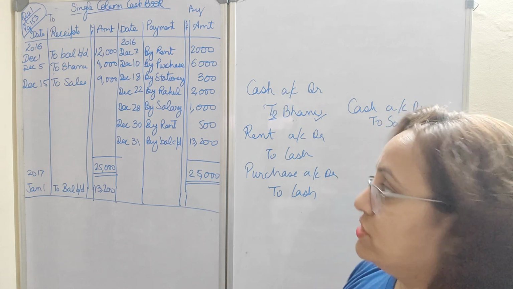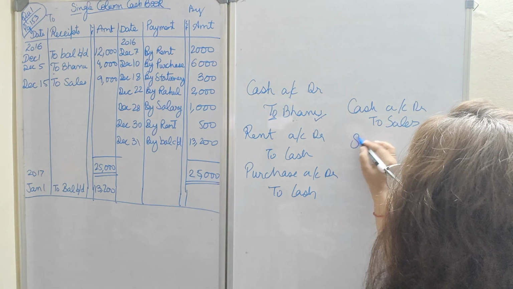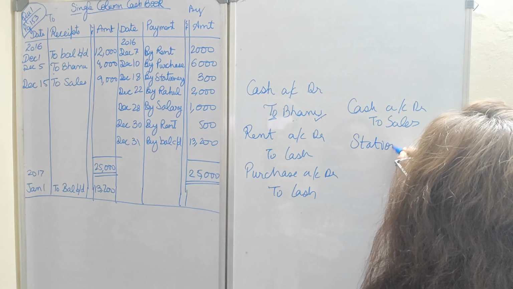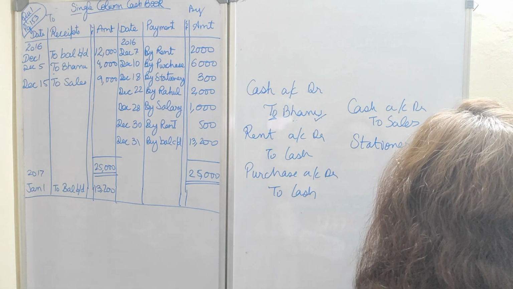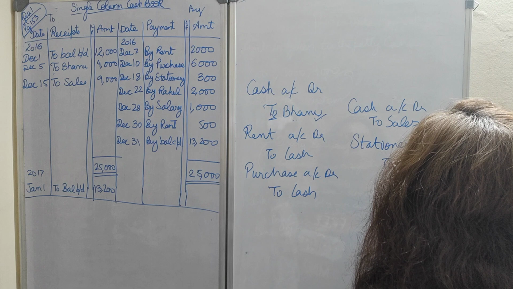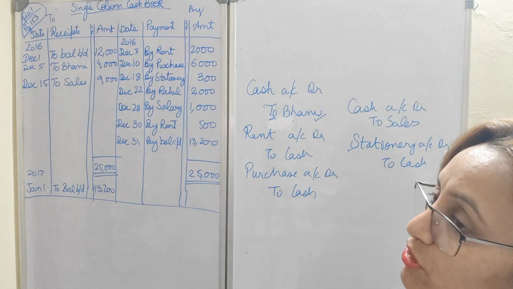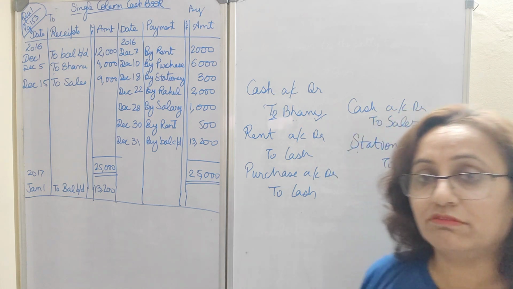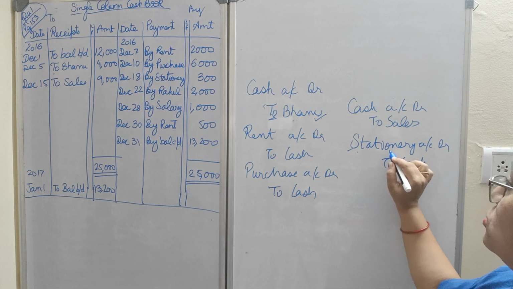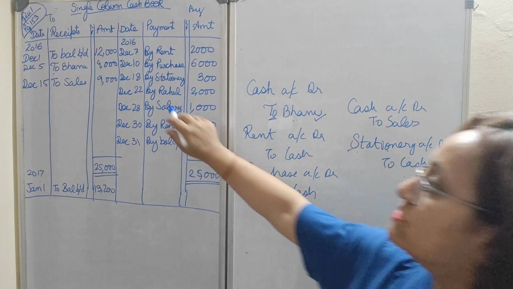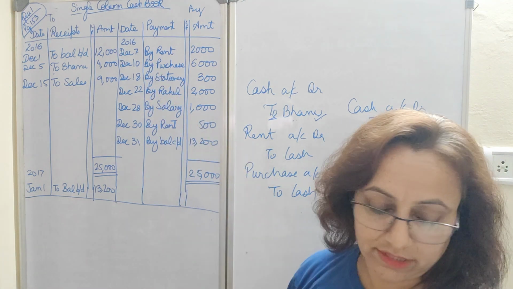Now purchase stationery. Whenever we are purchasing stationery, we don't write purchase. Okay, we write stationery account debit to cash. What rule are we using? Golden rule of accounting. We are using debit all expenses and losses. So stationery when we purchase, it is our expense. So stationery account debit to cash, and stationery is written on the payment side.